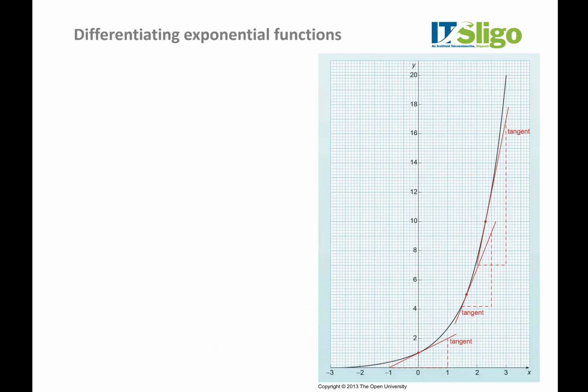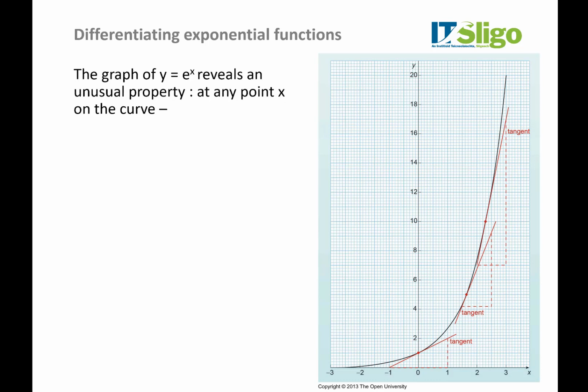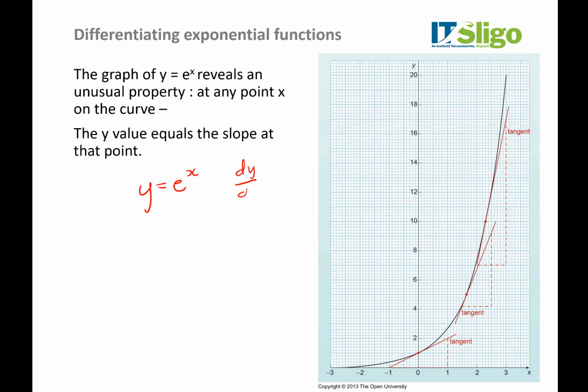So now we're just going to take a look at differentiating exponential functions, because these are the ones scientists deal with the most. And if you remember from the previous lecture, with an exponential function, at any point x on the curve, the y value equals the slope at that point. So that's what it means when we say if our function y is equal to e to the power of x, the derivative is itself. So this is the slope and this is the output. This tells us what the output is for any value of x, and this tells us what the slope is for any value of x.